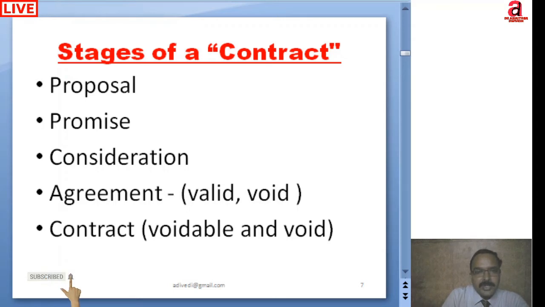In this slide, we'll understand various stages of a contract. First one is proposal or offer, then promise. Next stage is consideration, and then agreement. Agreement may be valid or void. There are two types of agreement, but here we'll discuss valid. And the last one is contract. Contract may be voidable, void, or a valid contract.